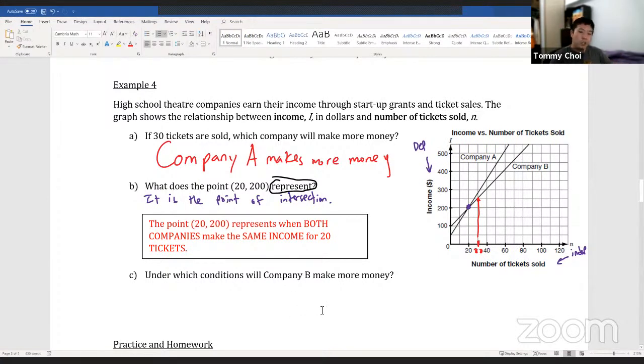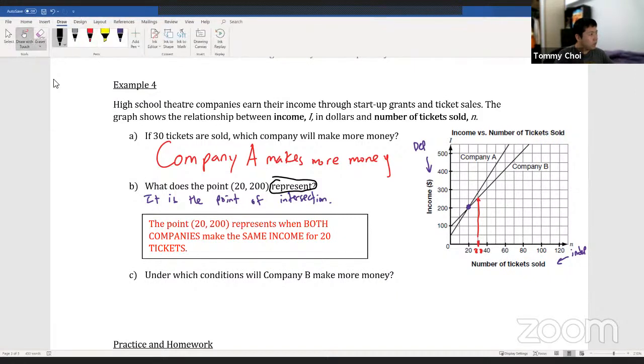Question C. Under which conditions does company B make more money? Suyang, you are next on my list. Which conditions will company B make more money? One sec. Suyong might be typing something. That's why we're just waiting. Don't know? Okay, that's okay. Mercel, you want to give it a shot? Which conditions will company B make more money?